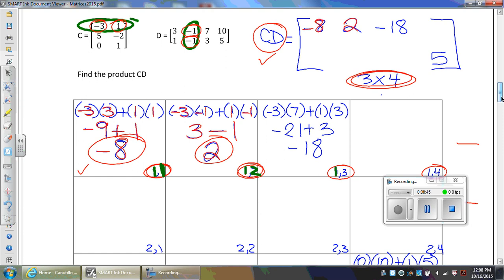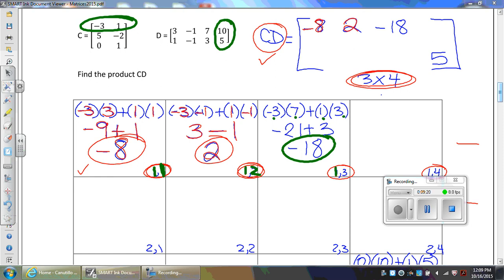And then the next one came from multiplying the first row, in this case, times the third column. So that was -3 times 7, and 1 times 3. And so the number that came from there was -18. Now I'm going to do the next one, which is for the entry 1, 4. That means we need the first row times the fourth column. That will be -3 times 10 plus 1 times 5. So -3 times 10 is -30, 1 times 5 is 5, and -30 plus 5 is -25.